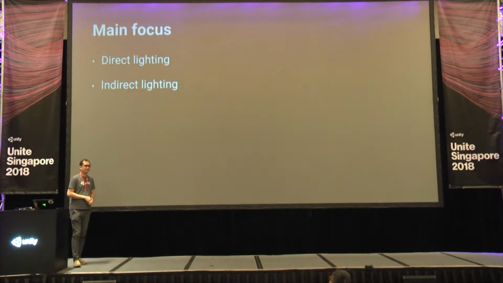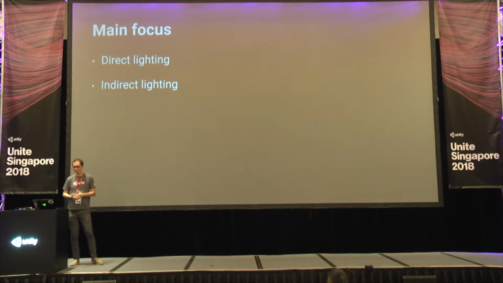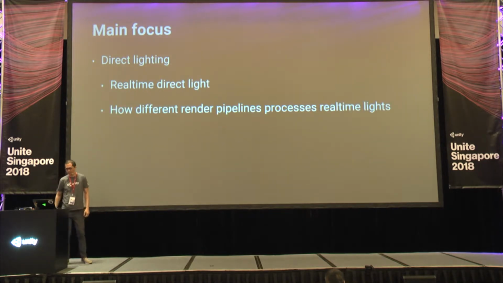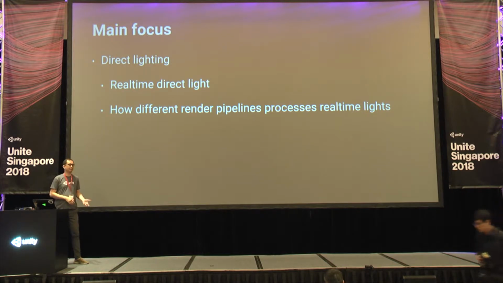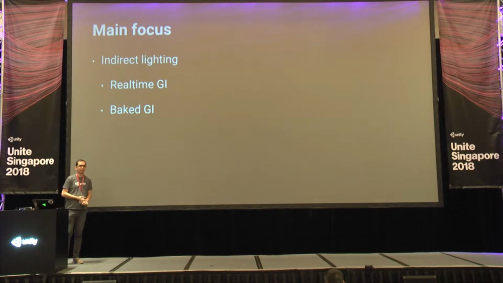So lighting is a very broad topic, too broad to cover in this very short amount of time. So I'm going to narrow down my focus to direct lighting and indirect lighting. That is to say, I want to cover the interior and the exterior. More specifically, for direct lighting, I want to cover real-time direct light and how the different render pipelines process the real-time light. And for indirect lighting, I want to cover real-time GI and baked GI.